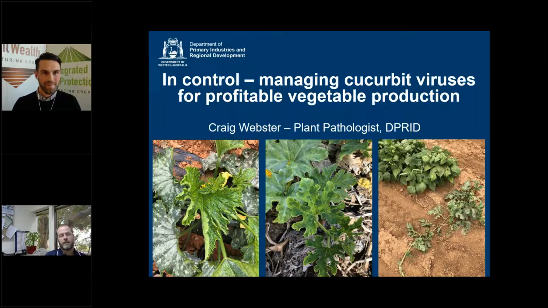Yeah, so as Carl introduced, this is work we've been doing the last couple of years on cucurbit viruses through the Hort Innovation funded area-wide management project dealing with viruses and bacterial diseases. So this is a summary of the cucurbit viruses, what they look like, a little bit of what they don't look like, and how they get about, where they survive, and some of the steps you can take to manage them for more profitable vegetable production.